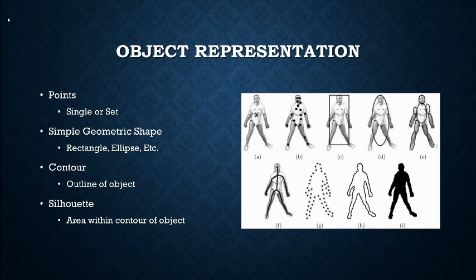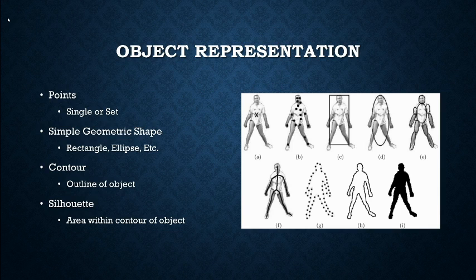Now the more complex representations are where you're tracking the outline and the contour of the shape, if you will. And that's what G and H represent. G is a contour that's represented by points, and H is representing the contour by the entire edge. From this edge, you can actually derive a skeleton by doing a transformation, and that's what you see in F, and that's another way to represent an object.